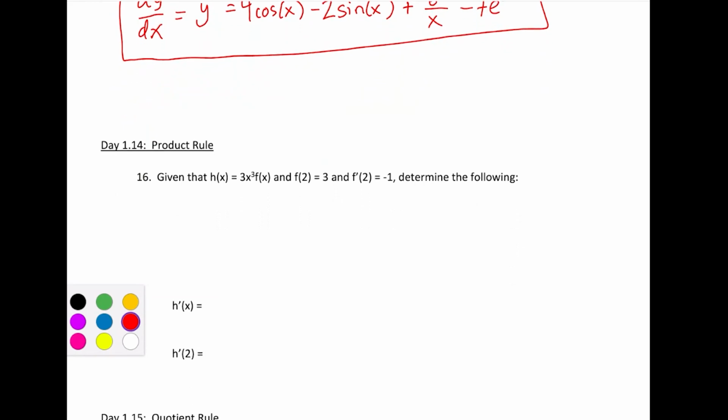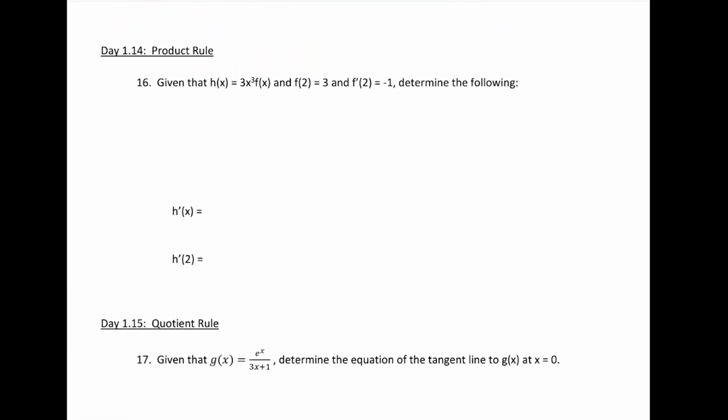Number 16, we're given a function for h, and we're given a couple of points that are on f to determine the following. And this is going to be an application of the product rule, which is how you differentiate a product. So here are my two functions here. So h prime of x will be the derivative of the first, which is 3 times 3 is 9, 9x squared times f of x, plus 3x cubed times the derivative of f of x.